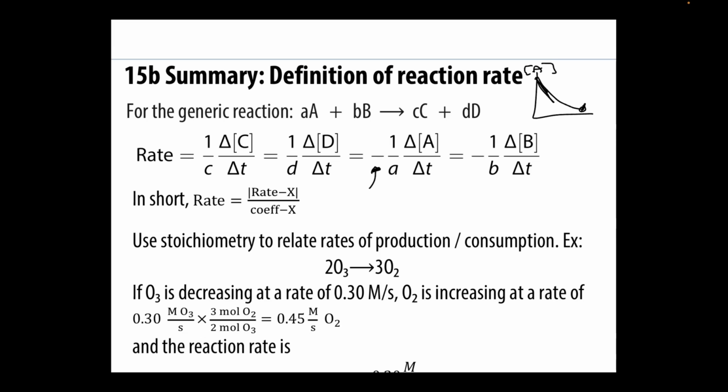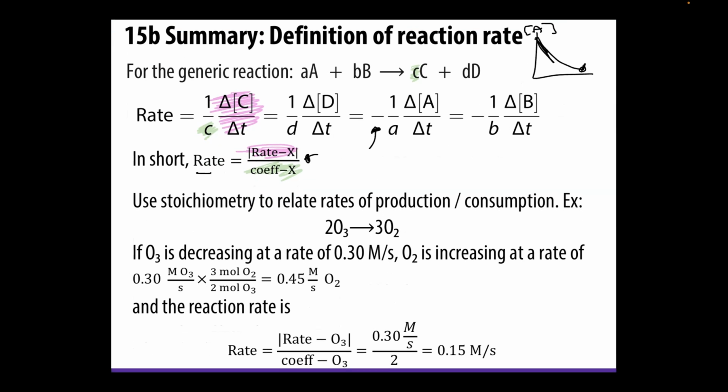We can summarize this unwieldy equation with this little shorthand. The overall reaction rate is the rate of any of our species X. So if it's C, it's the rate of change of C. That's what this term right here is. This is the rate of C. And then the coefficient of C, of course, is this thing here. The little c is the coefficient on C, and that's our coefficient that goes down here. And reaction rate is just right here.